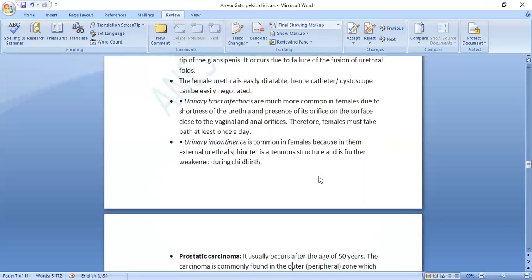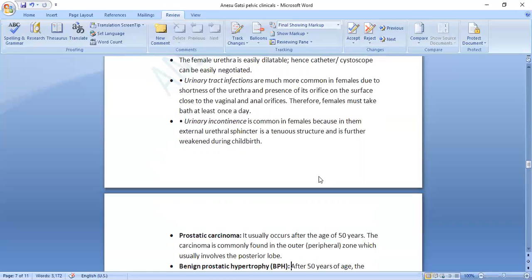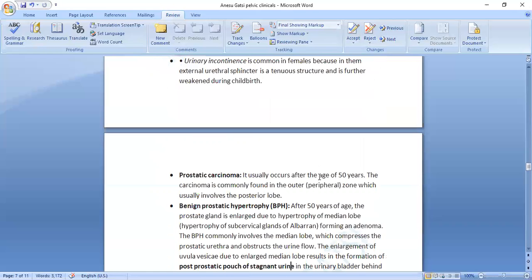Then just below the bladder, you have to remember that it rests on the prostate. The prostate then rests on the urogenital diaphragm in males, but the bladder rests directly on the urogenital diaphragm in females, making it a bit lower. So then let's talk about the prostate.